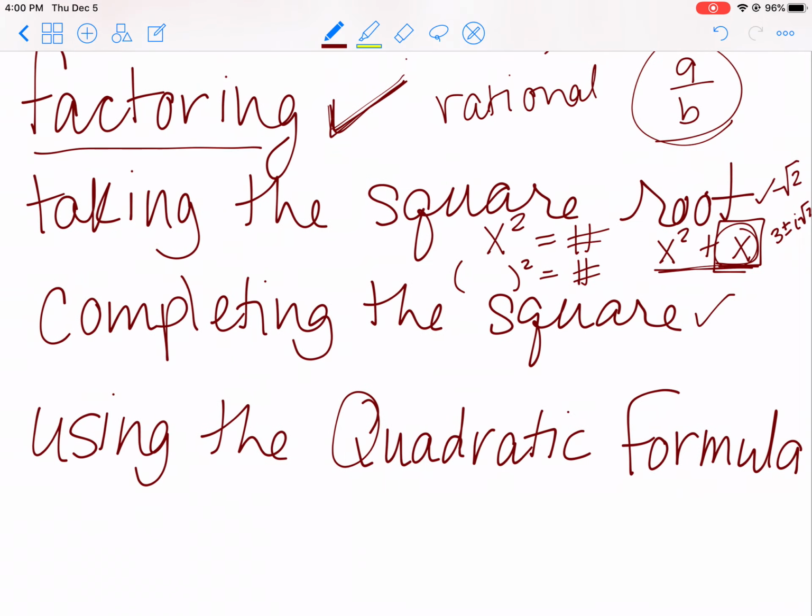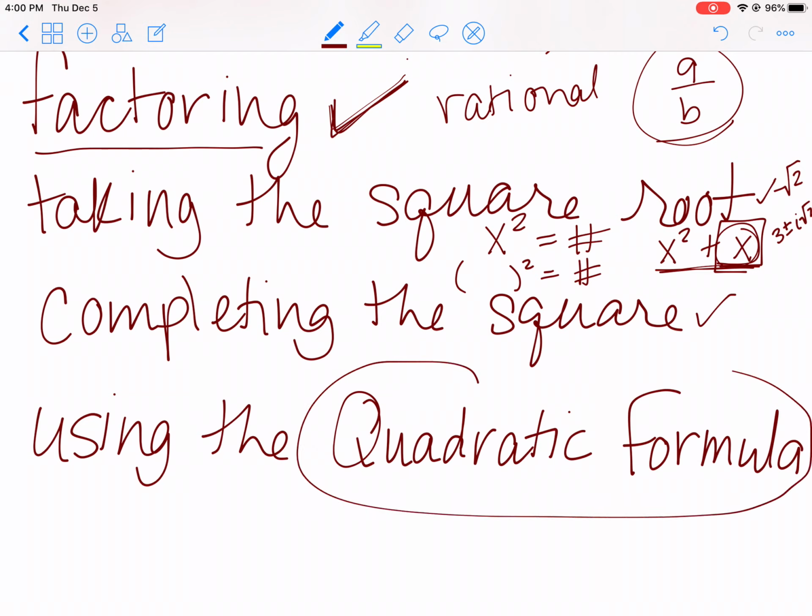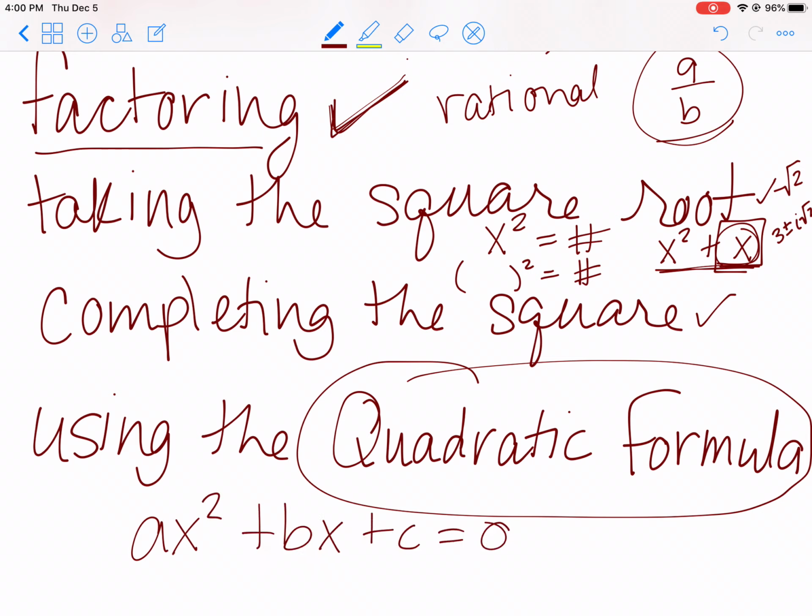So finally, we're going to find the quadratic formula. We're going to derive that formula by completing the square. And it takes care of any type of quadratic equation. So we're going to start with ax squared plus bx plus c equals 0, which is just the standard form of a quadratic function. Now, as long as a does not equal 0, then we can use this quadratic formula.